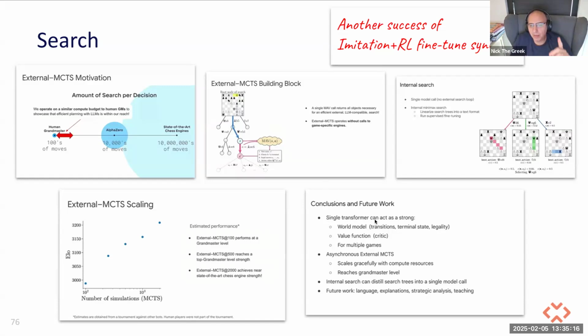A single transformer can act as a strong world model, like a chessboard value function, where you can evaluate if it's good, for multiple games. Asynchronous external MCTS, I don't remember what MCTS means, but it's basically an external verifier, scales gracefully with compute resources and actually reaches grandmaster level. Internal search can distill search trees into a single model call.